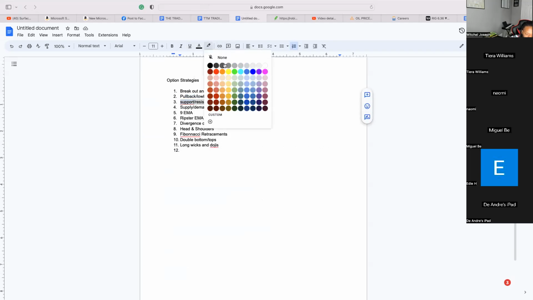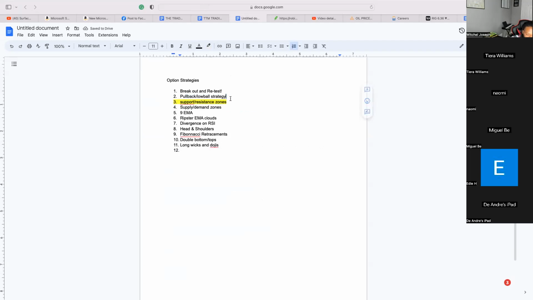Let me highlight it just to make it easier. So we're doing supply and demand zones. I'm doing the pullback low ball strategy that I do, where I try to wait for it to come back before I enter. And I'm doing the supply and demand zones. So these are the strategies that I'm testing out right now: supply and demand zone, support and resistance, pullback, and I think that's really it. That's really it right now.